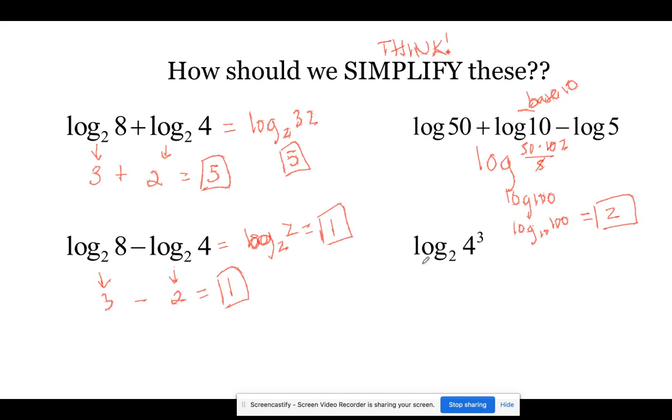What about here? Should we bring that 3 down? So many different ways we can do this one. Log base 3 times log base 2 of 4. The exponent that turns 2 into 4 is 2. So it's 3 times 2, which is just going to give us 6.